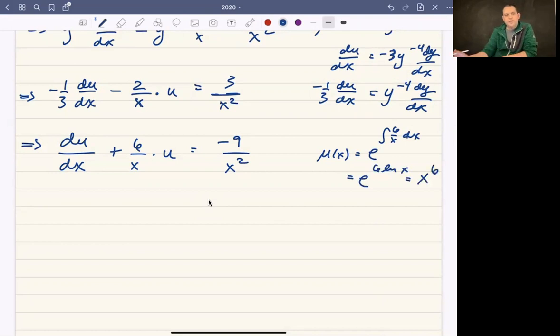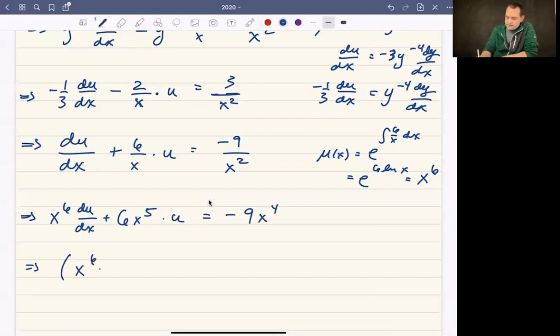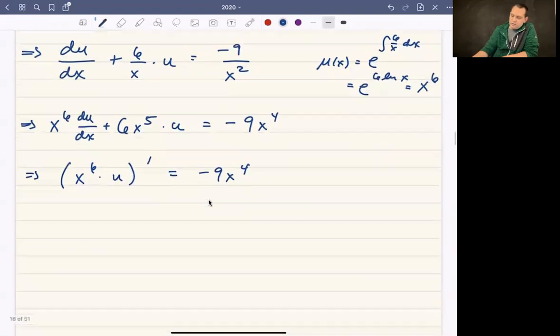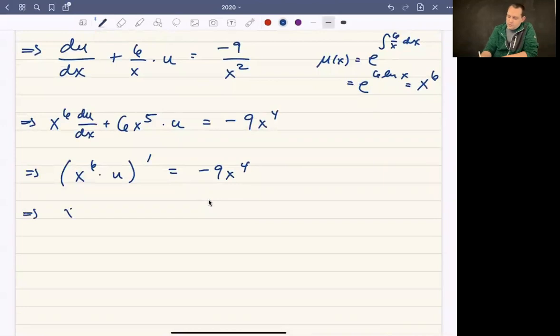And so if we multiply both sides by x to the 6th power, we're going to end up with x to the 6th du/dx plus 6x to the 5th times u equals negative 9x to the 4th. And the left side we can recognize as the derivative of the product x to the 6th times u. And so if we integrate both sides, we can drop the derivative on the left. If we integrate the right side, we'll end up with negative 9/5 x to the 5th plus c.